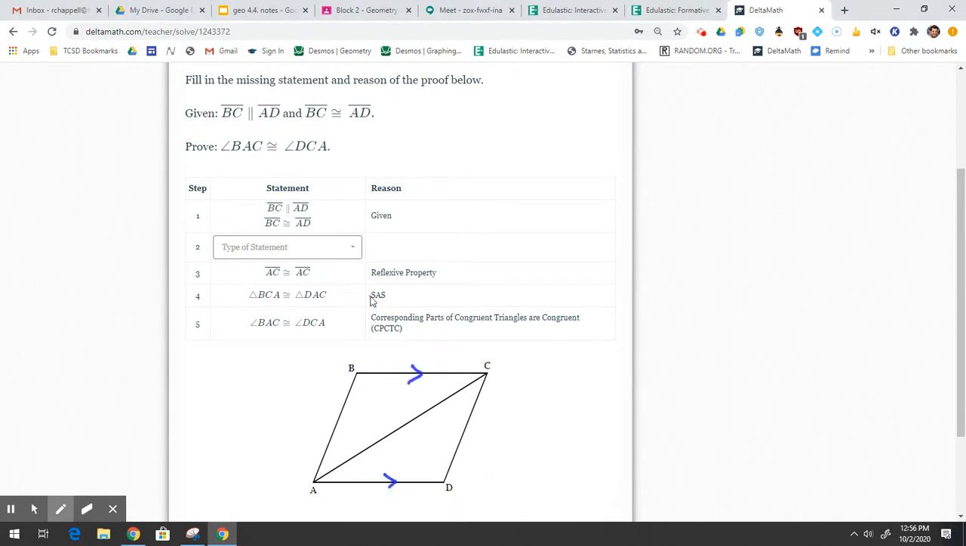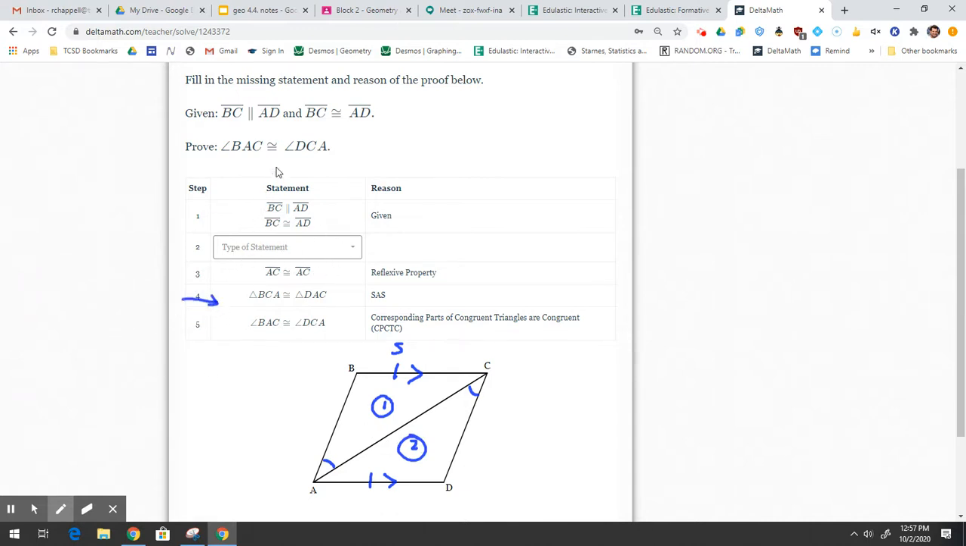We are also given that segment BC is congruent to segment AD. So there's a pair of congruent sides, right? We need to prove that angle BAC, this angle right here, is congruent to angle DCA, this angle up here. That's what we're trying to prove, okay? So obviously we need to prove that this triangle is congruent to that triangle, and that's what they do right here. So we're missing one step.